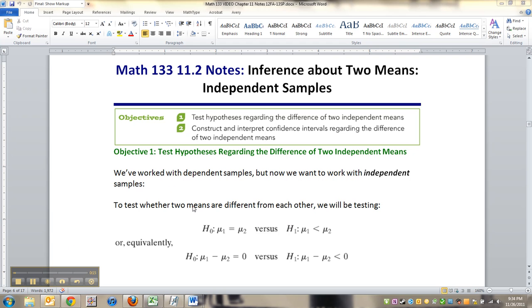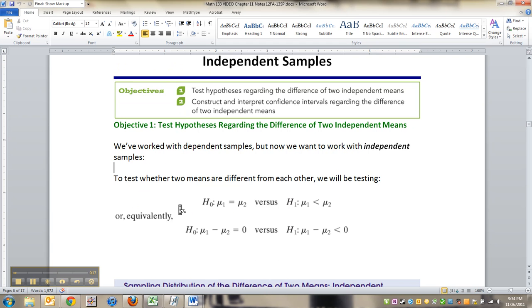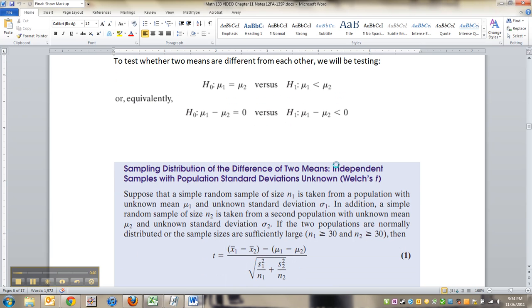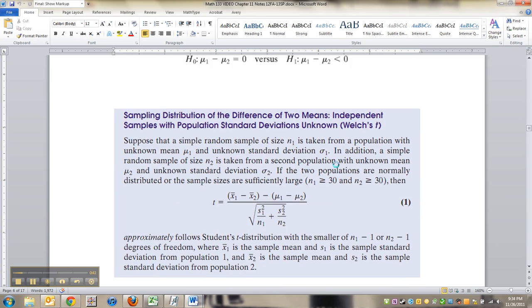So independent samples, when we're working with this, we're going to be interested in two main things, just like in 11.1, honestly. You can test whether the mean of the first group is equal to the mean of the second group or not, less than 0. Or equivalently, you can subtract them, subtract mu2 from mu1, which would mean that the difference is equal to 0 or the difference is less than 0. Or it could be not equal to 0 or greater than 0, depending.